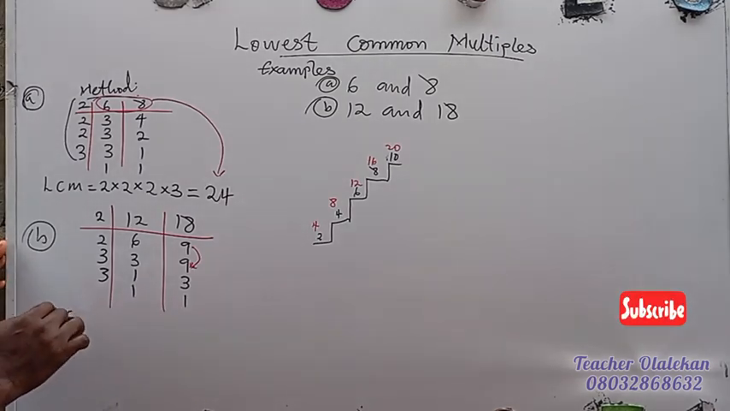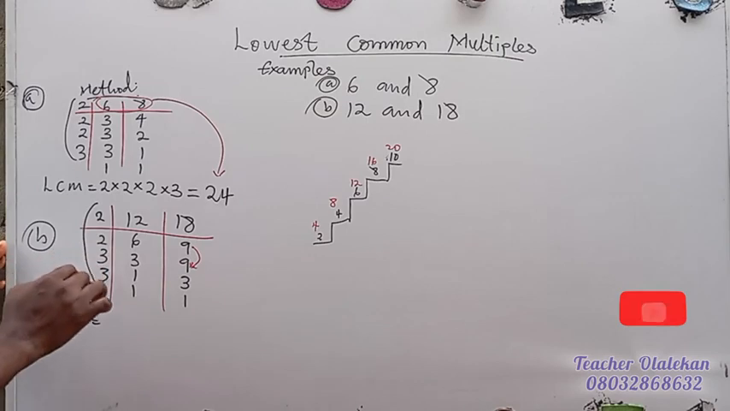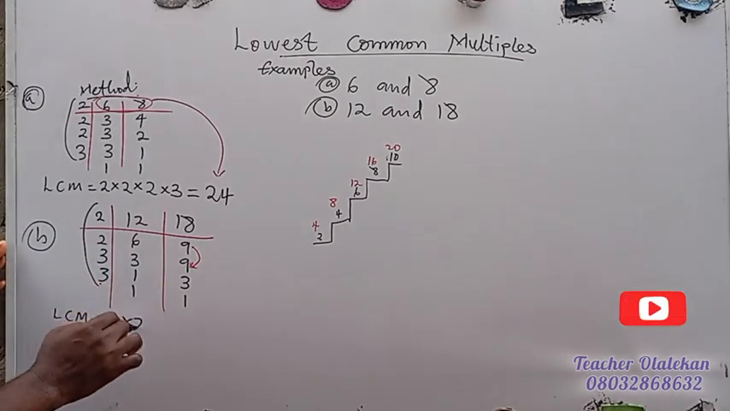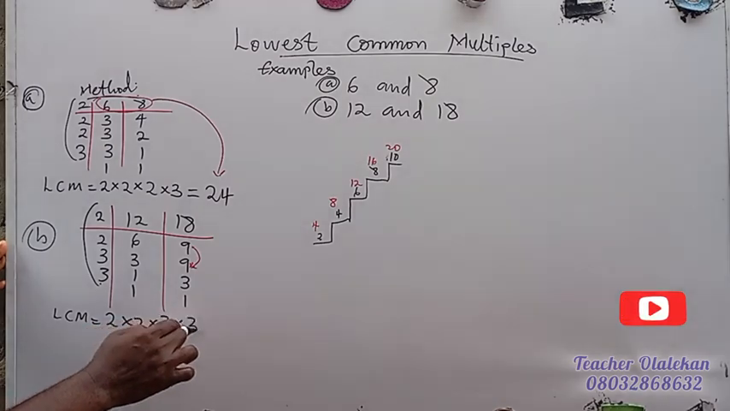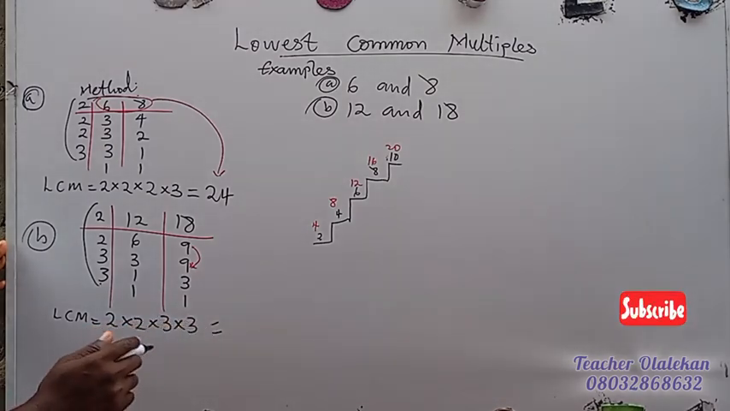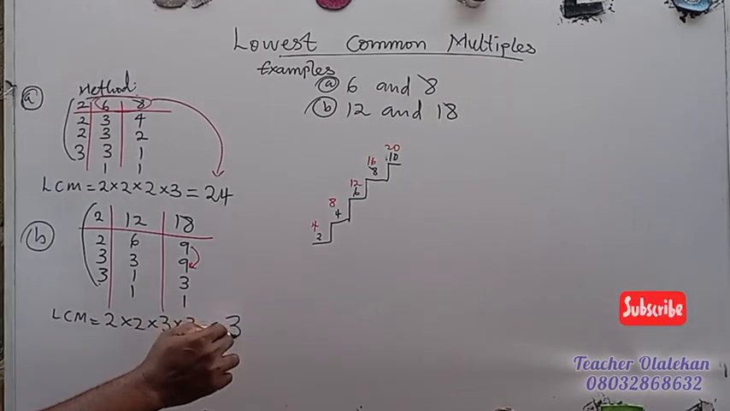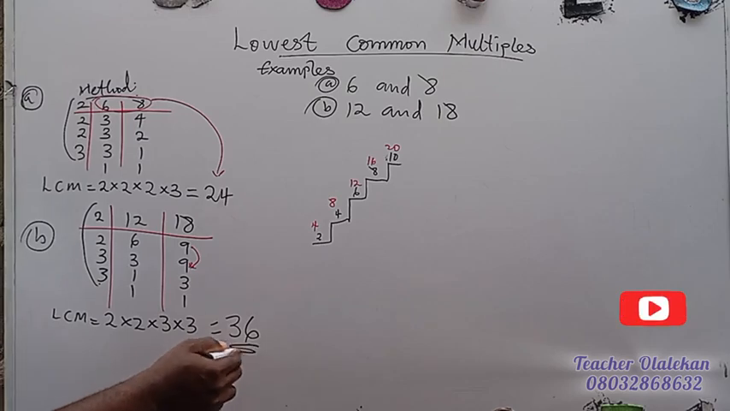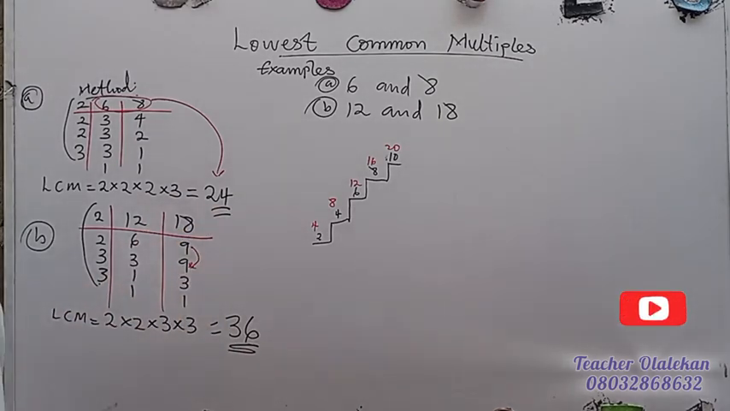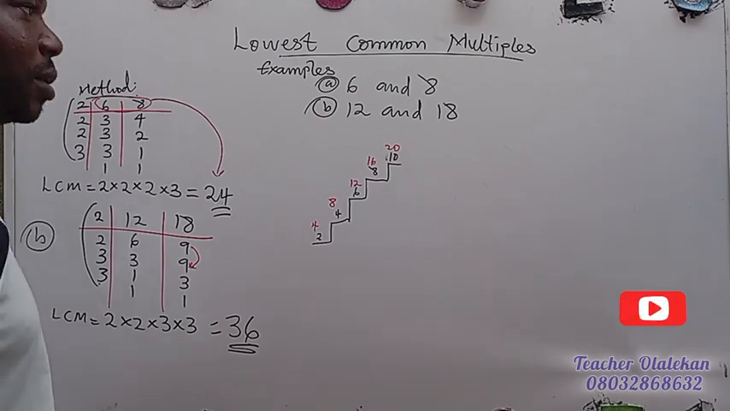So meaning that the LCM is equal to the product of this, 2 times 2 times 3 times 3, and that gives us 4, 9, that's 36. So the LCM is 36. So that's using method 1. The second method is very easy to apply, but it is not suitable for handling bigger figures.